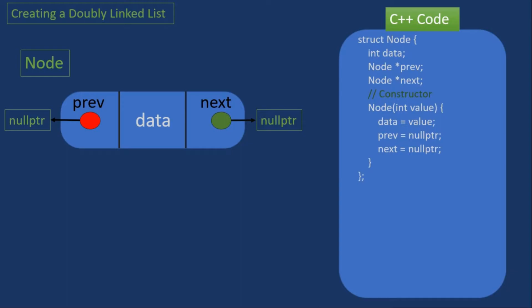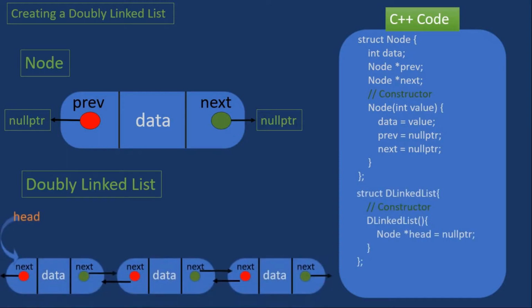So now that we have a way to create nodes, we can create a doubly linked list, which is just a sequence of nodes linked together. And we create a DLinkedList struct, which will be our doubly linked list. And for our constructor, we only want to create a head node pointer, which will be initialized to null when an instance of a doubly linked list is created.